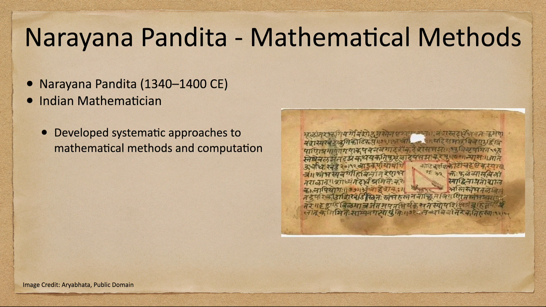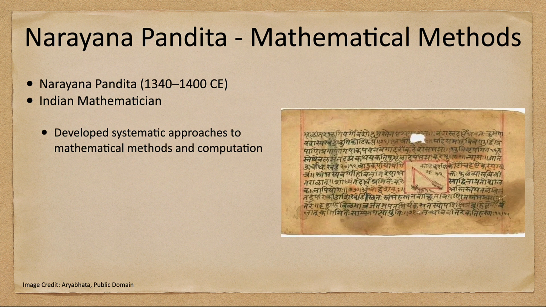Narayana Pandita worked extensively with numerical methods, sequences, combinations, and computational techniques. These forms of mathematical reasoning helped astronomers organize and process increasingly complex calculations.